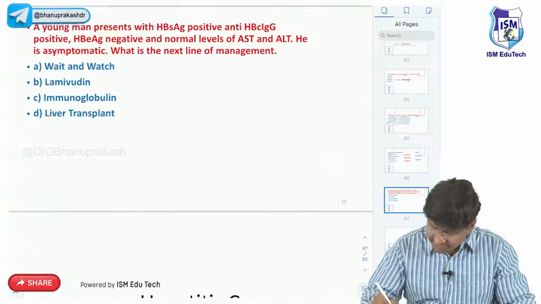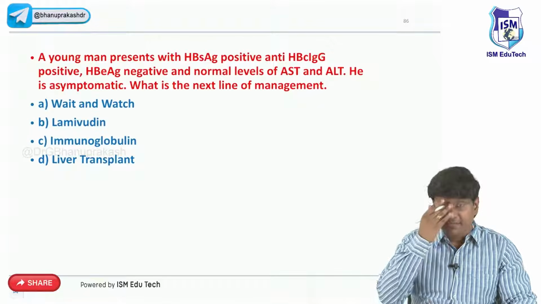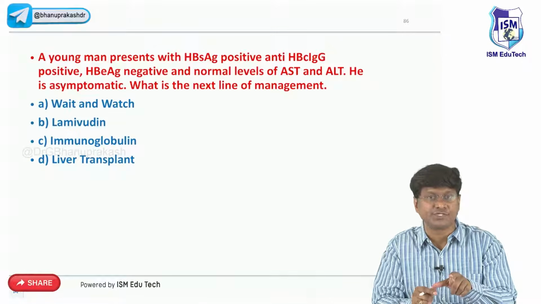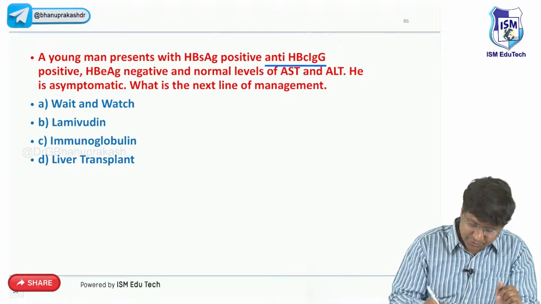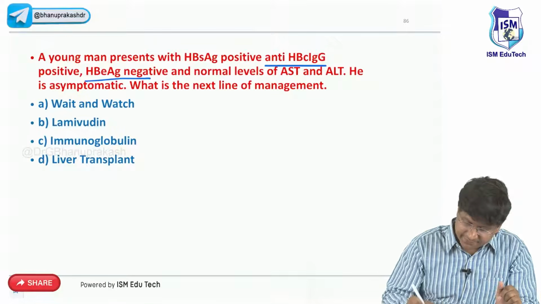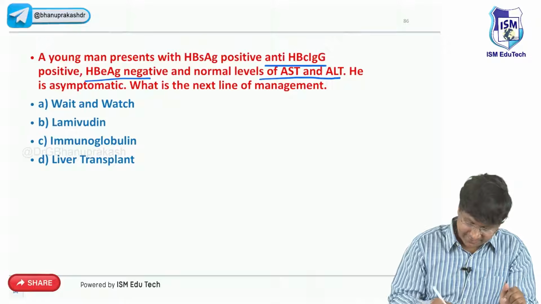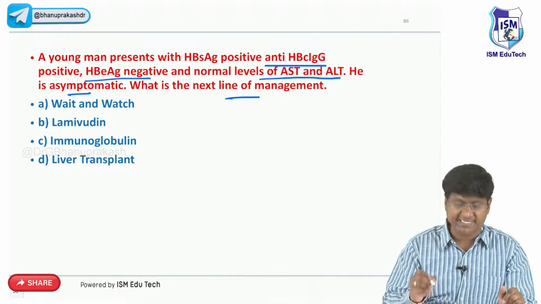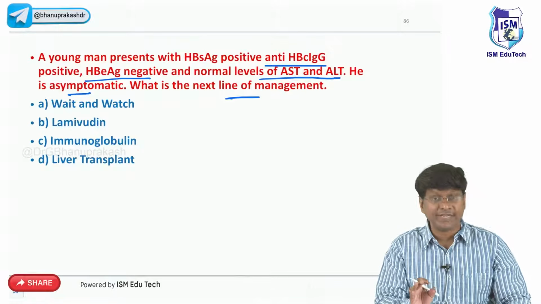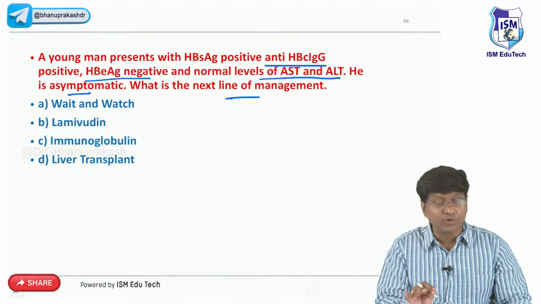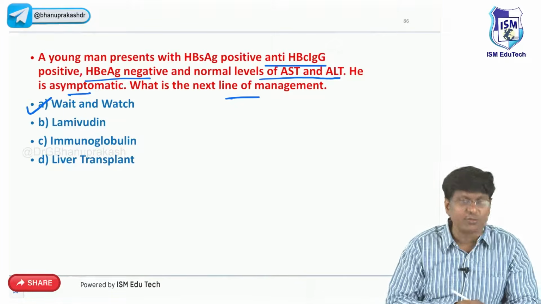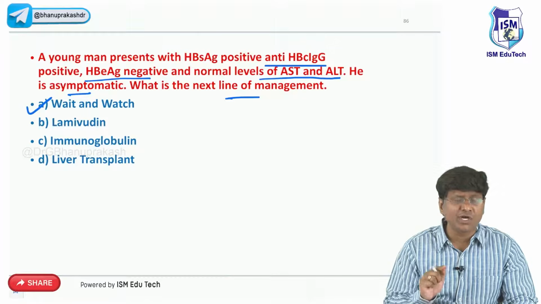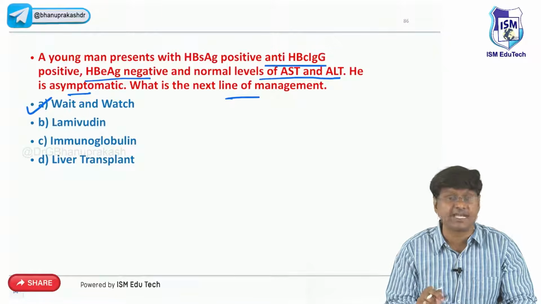So you see this clinical scenario. A young man presents with surface antigen positive, anti-HBc IgG positive, envelope antigen negative, normal levels of AST and ALT, asymptomatic. What is the next line of management in this patient? Wait and watch, lamivudine, immunoglobulin, liver transplantation. So here the answer is wait and watch. You need not start the antiviral drug, that is lamivudine.